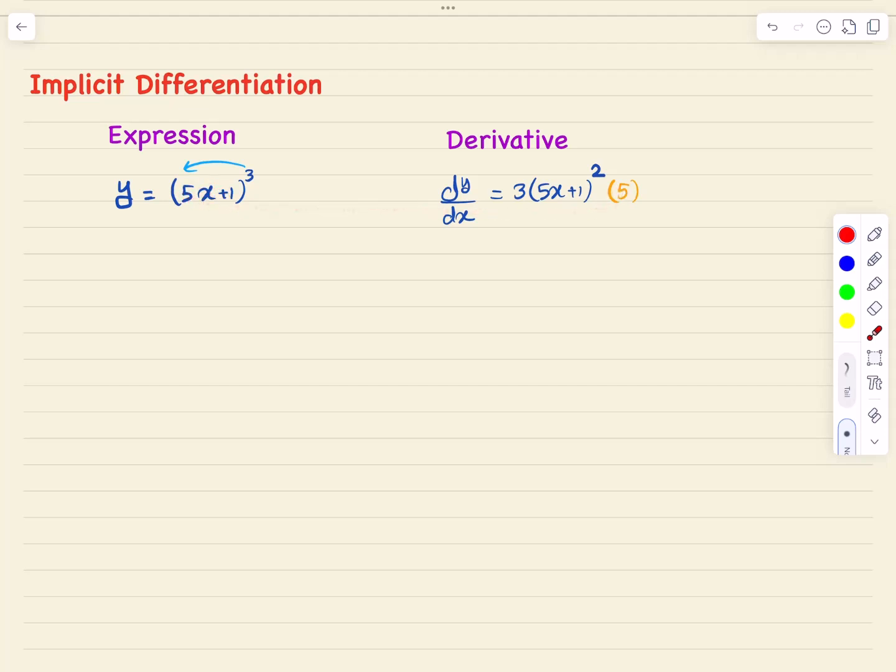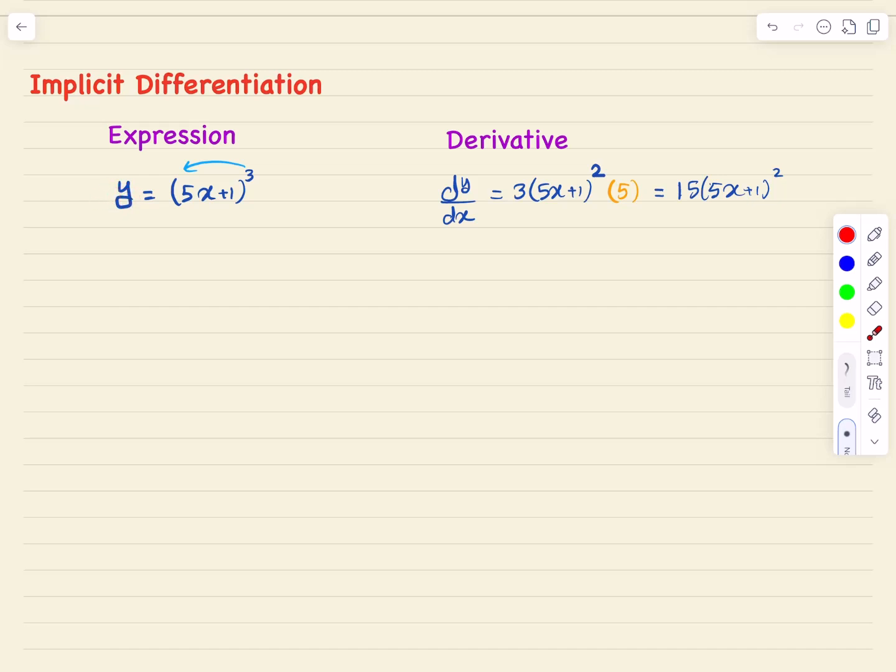Now you can simplify: 3 multiplied by 5 is 15. So here we will have 15 multiplied by (5x + 1), all of that squared. So this is the derivative. But here we didn't need implicit differentiation. You notice that y is written alone. It's the subject. It's isolated. It doesn't have any power, or it's not multiplied by x or anything like that.